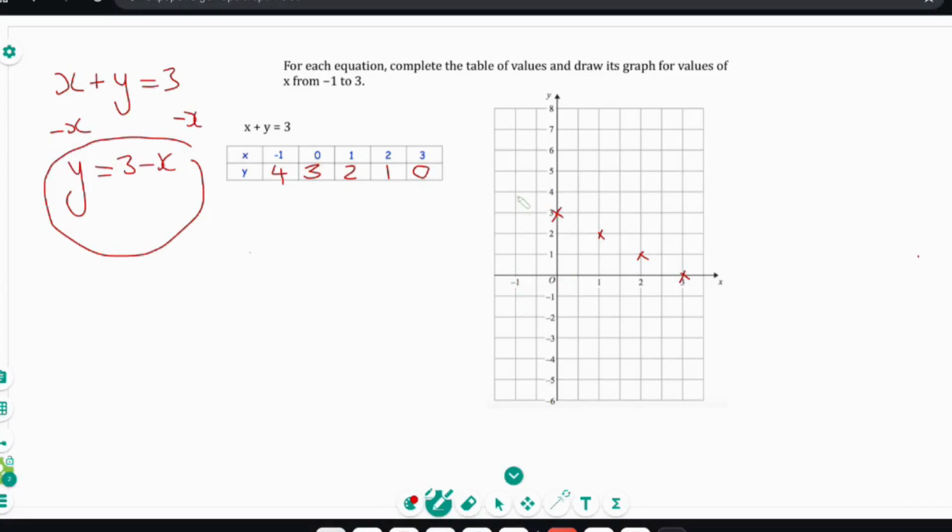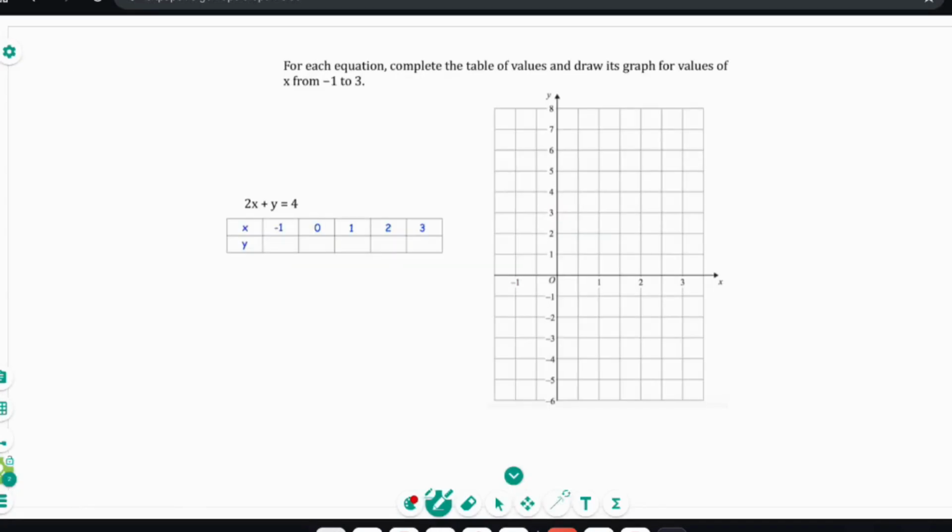oh, sorry, 0, 3. Confused for a second. And minus 1, 4. All good. We're all good. And join my crosses with a straight line here. Okay. Have a go at this one yourself, maybe. There are 3 more questions like this. So it's up to you, whenever you feel confident, to start having a go yourself.